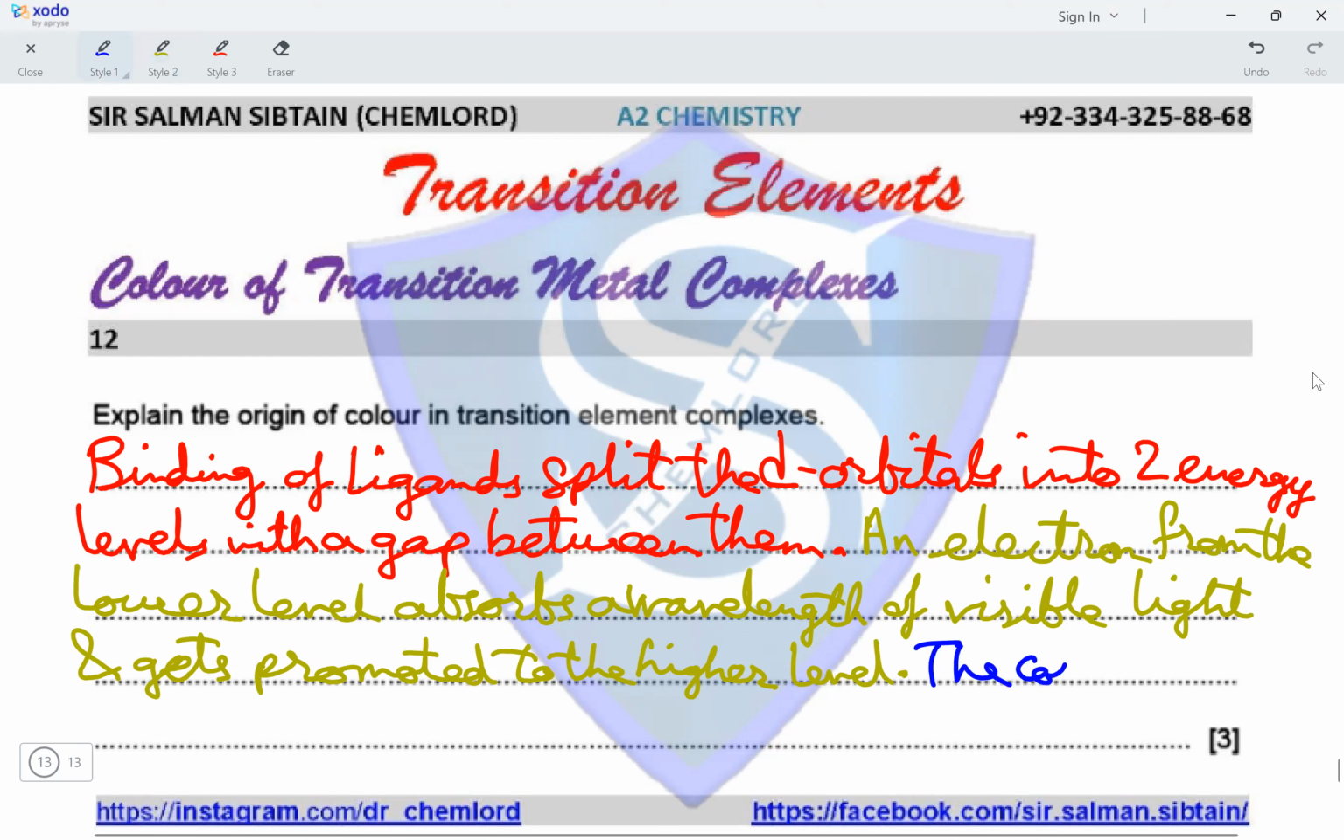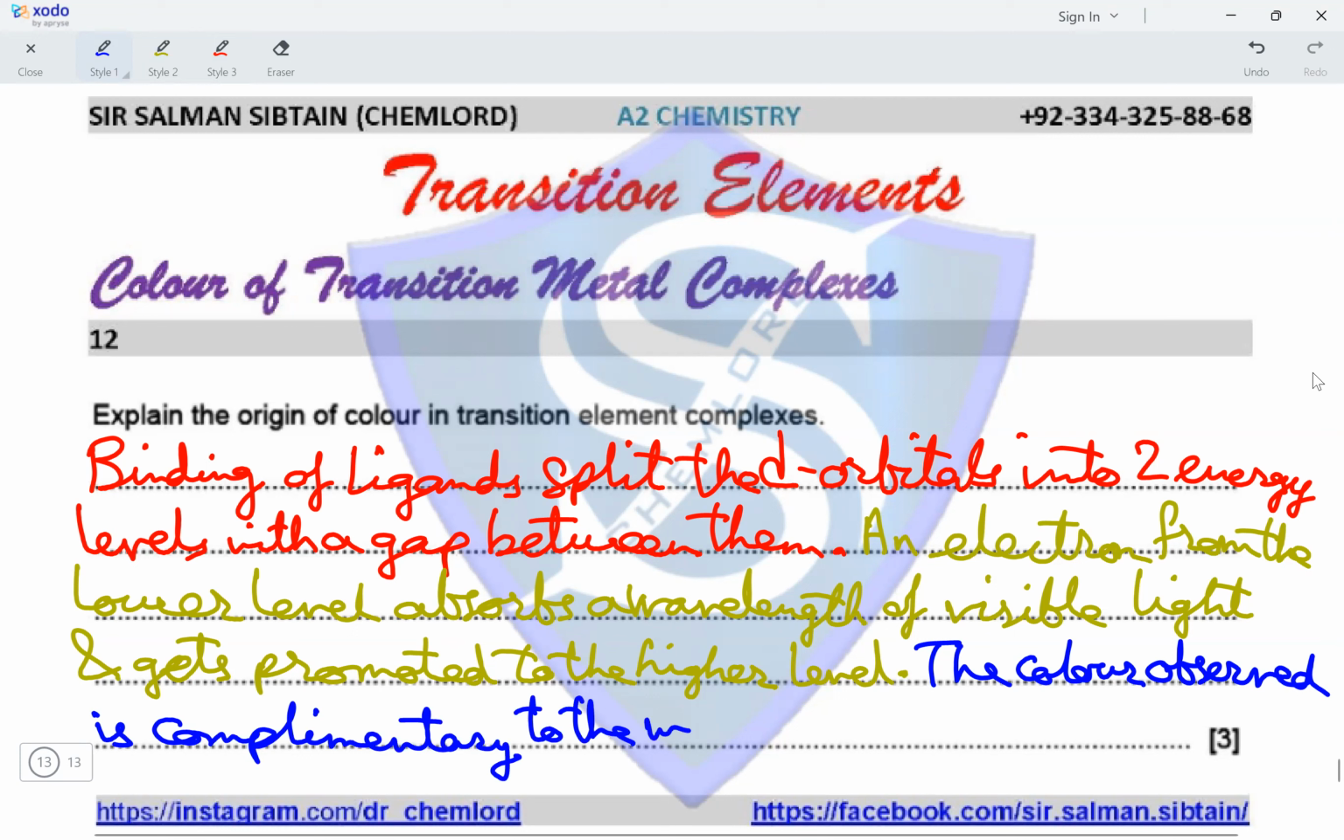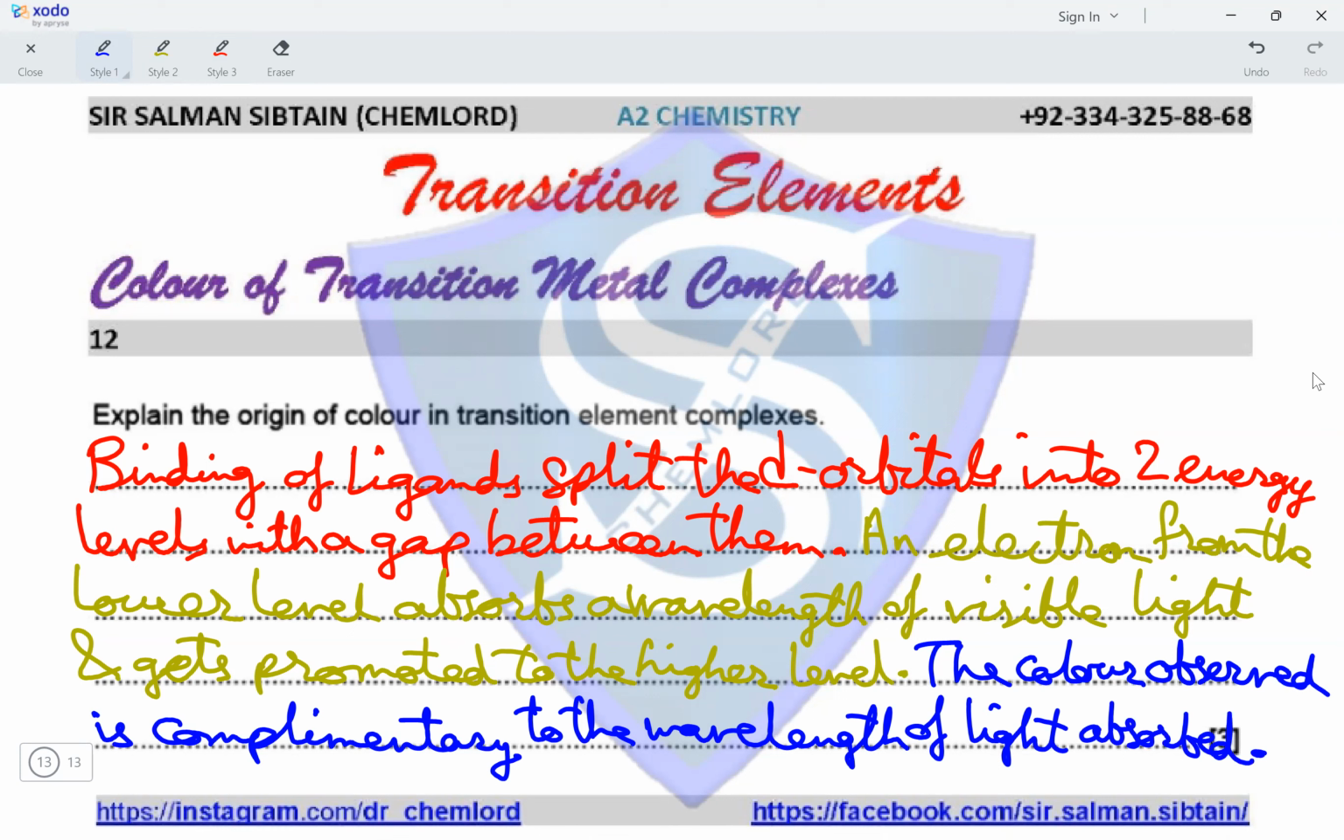The color observed is complementary to the wavelength of light absorbed, and that is the origin of color in transition element complexes.